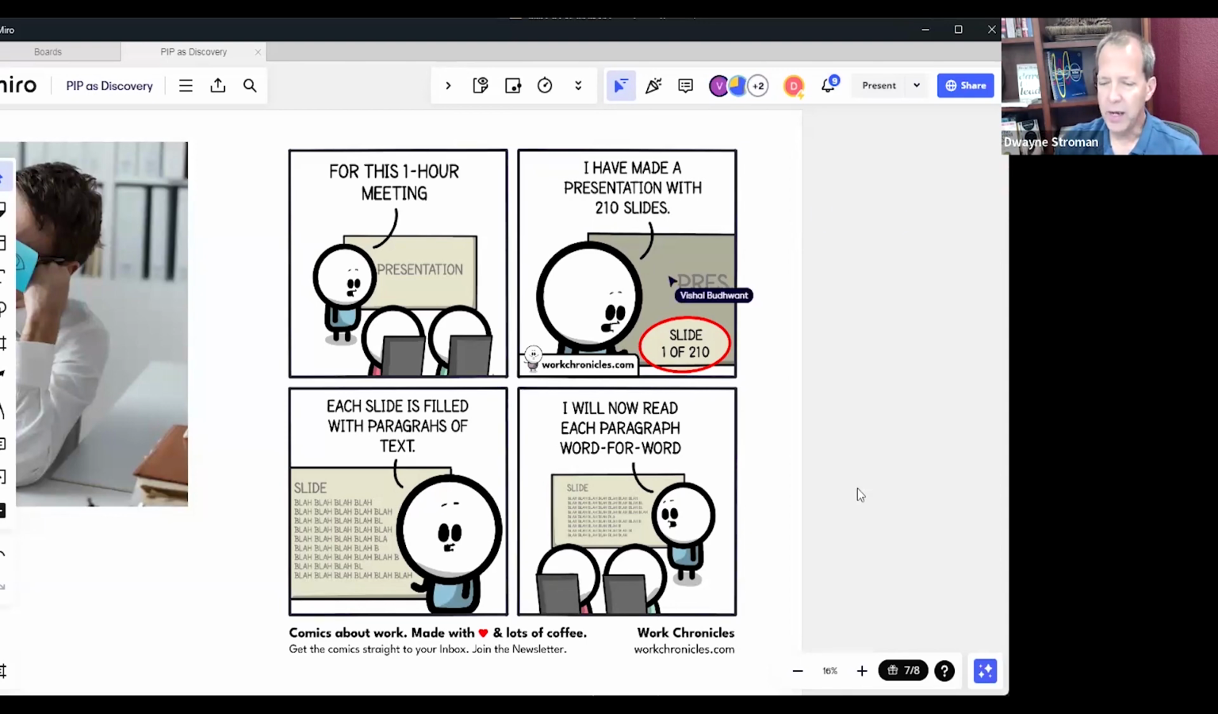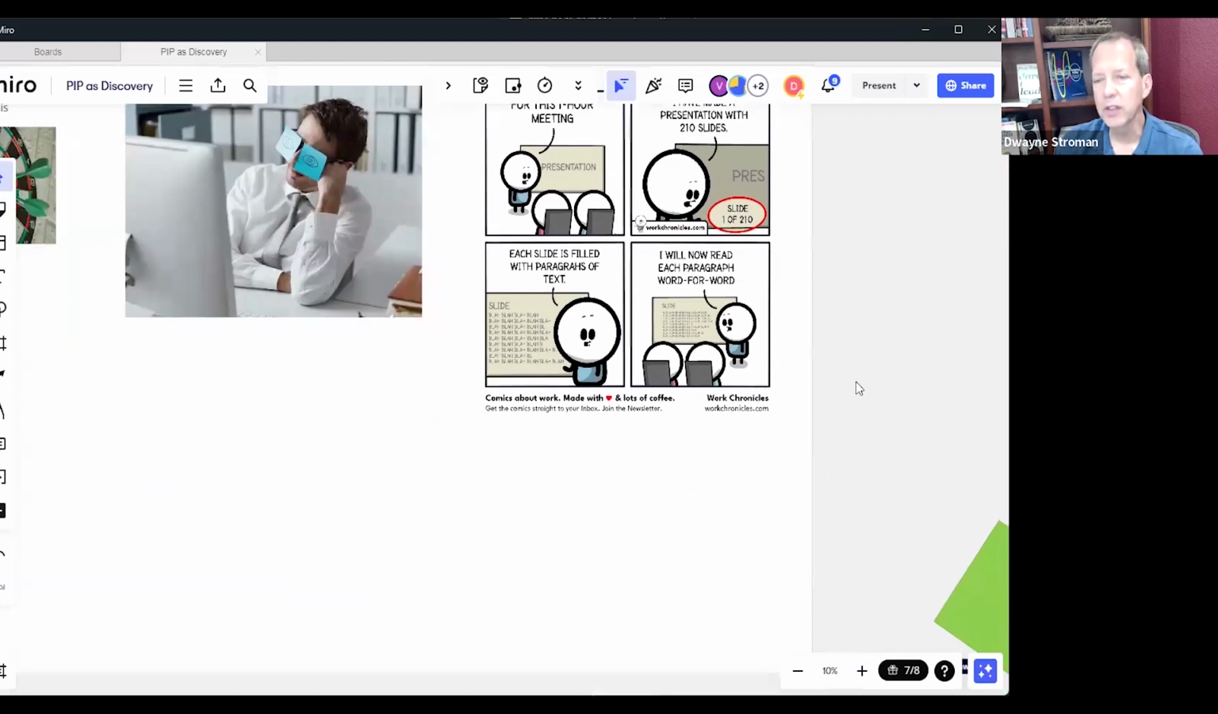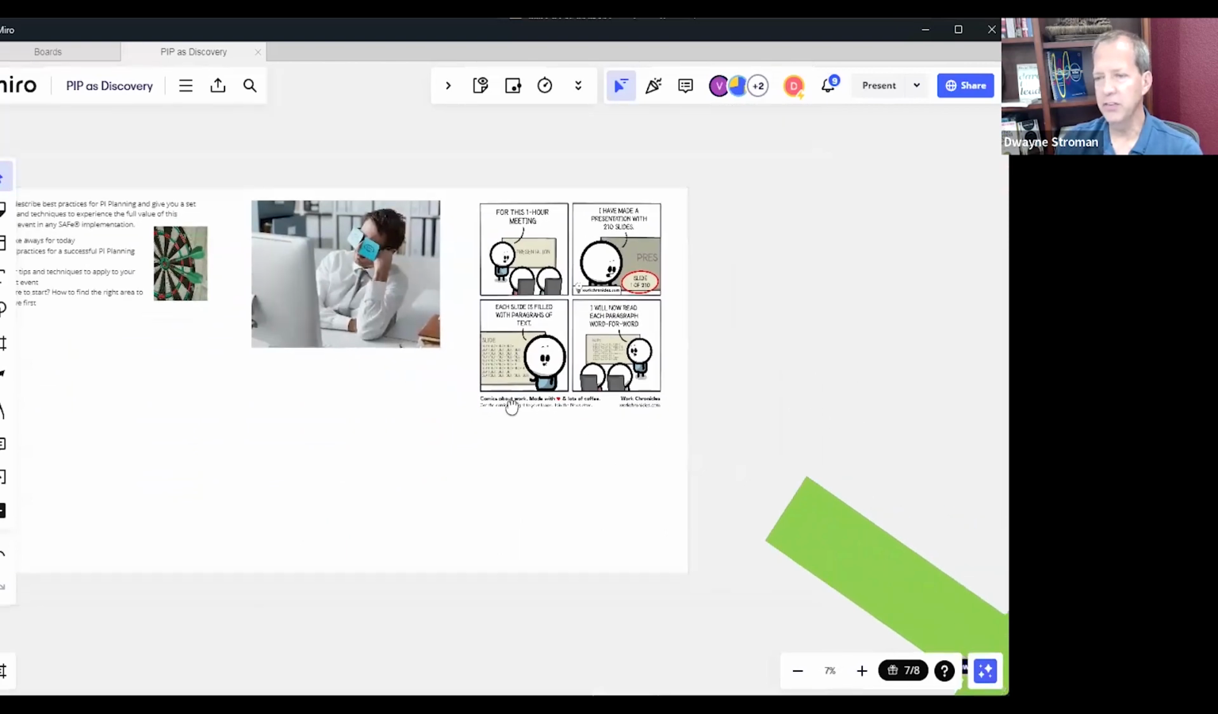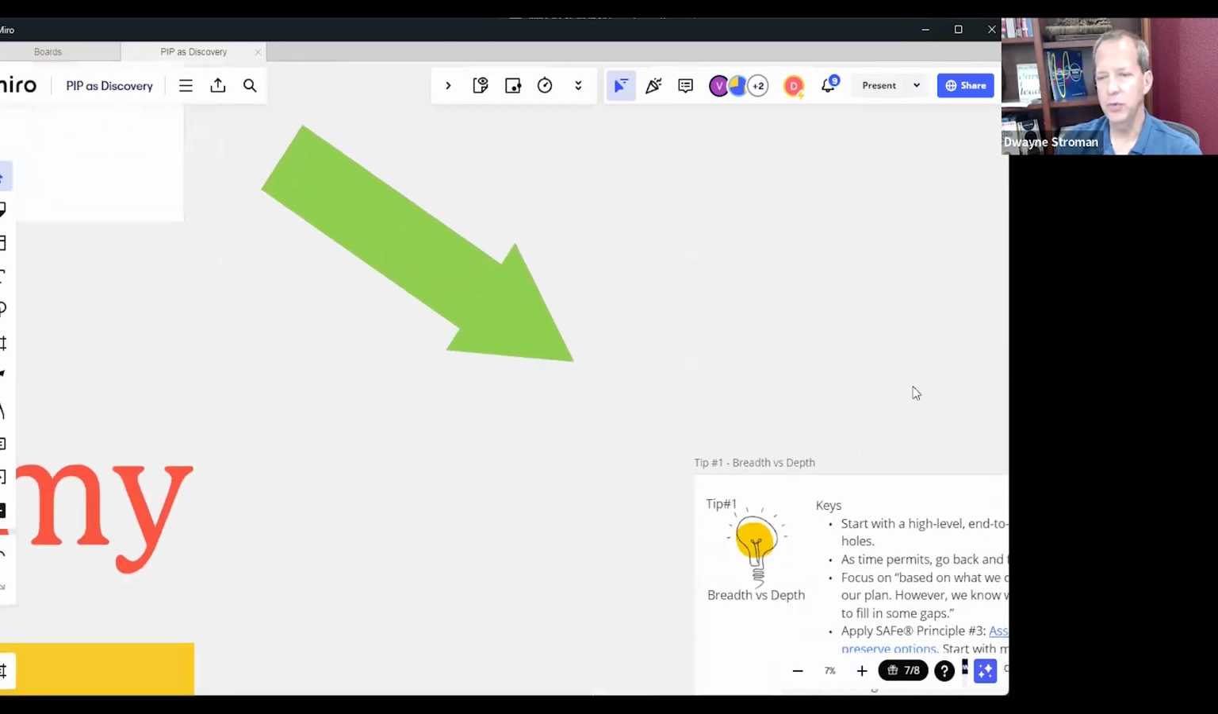We want interactive, engaged conversations. We want people coming to this excited, happy to be there because we're going to learn a ton. We're going to discover a ton. Okay, with that being said, let's jump into the first tip.